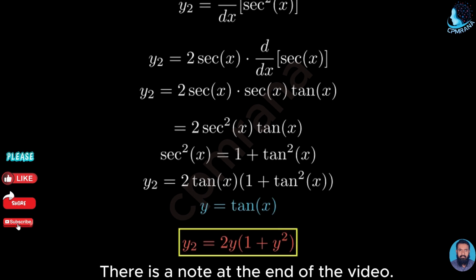And there we have it. We've successfully found the second derivative of tangent x and expressed it in terms of y. This is a great example of how we can use trigonometric identities and chain rule to simplify complex derivatives.